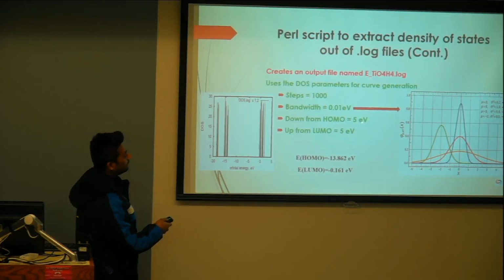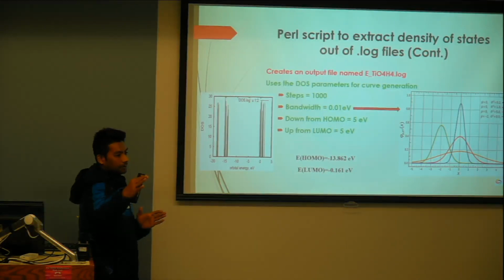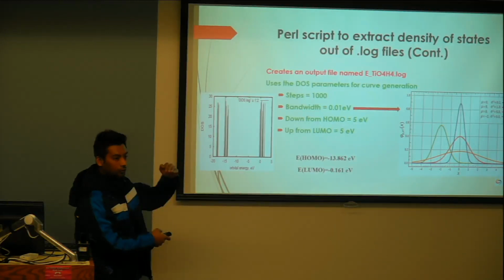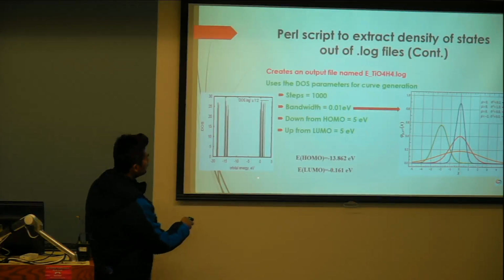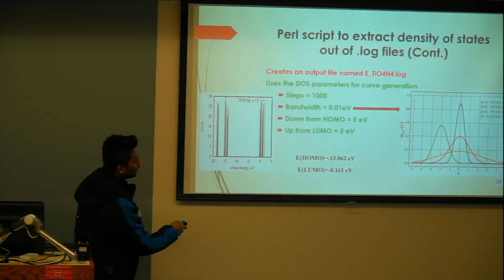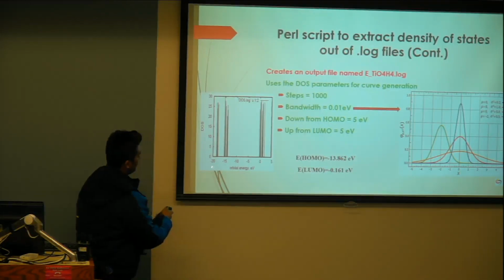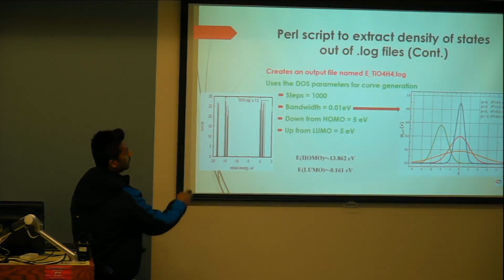And the 5 electron volt means that it will take the energy from the LUMO to 5 electron volt up, and 5 electron volt down from the LUMO. So here you see for HOMO I got minus 13.86. So for this 5 I get almost 18. So for the HOMO I got 18 here, and it's almost 0. So that's how this plot has been drawn.